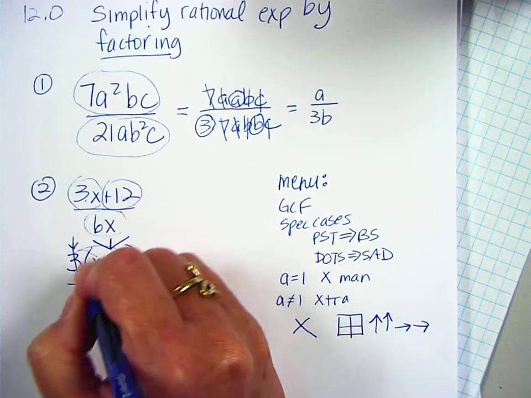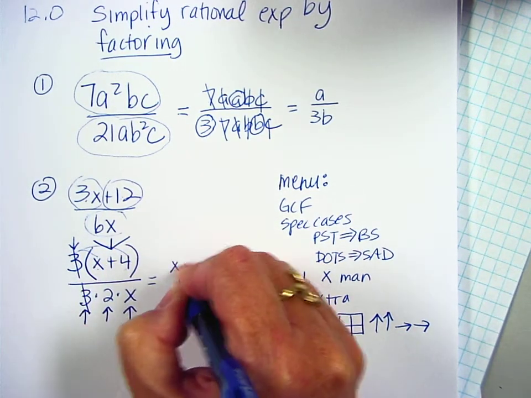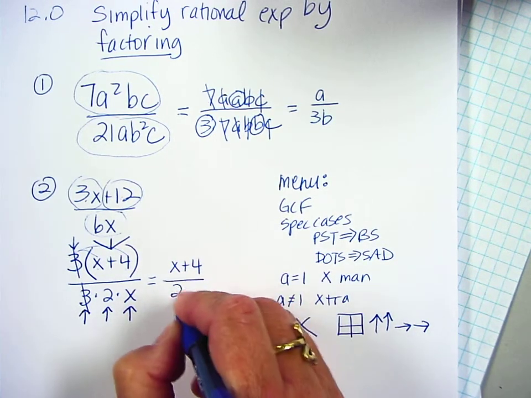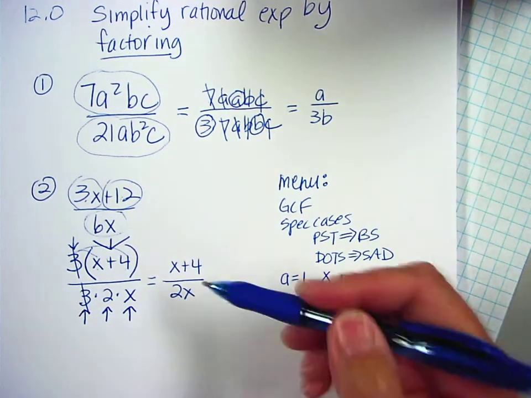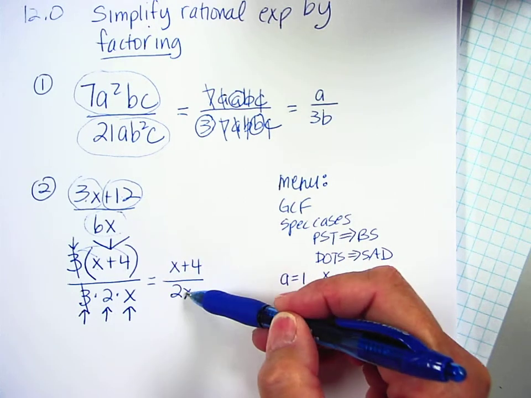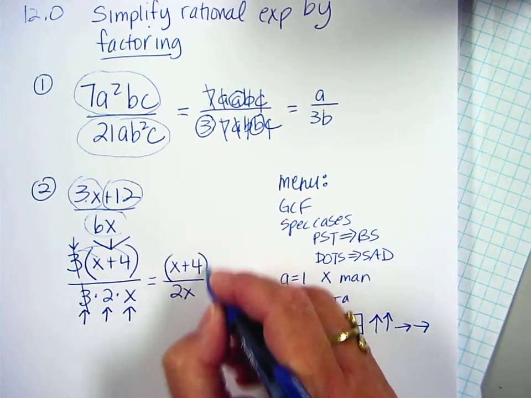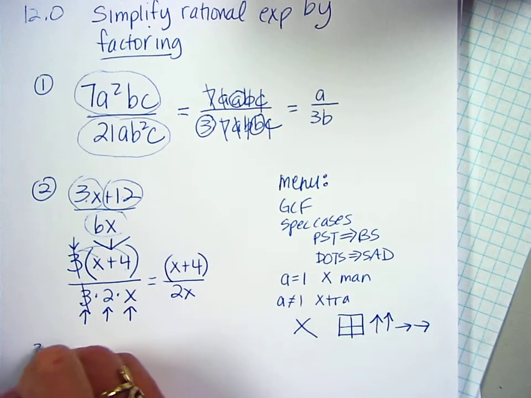That's it. X plus 4, we call this a package deal. It's a binomial factor. This whole thing is one factor, and what's left in my denominator is 2x. I cannot cancel out this x with this x because this x is not a factor by itself. It's part of this binomial factor.